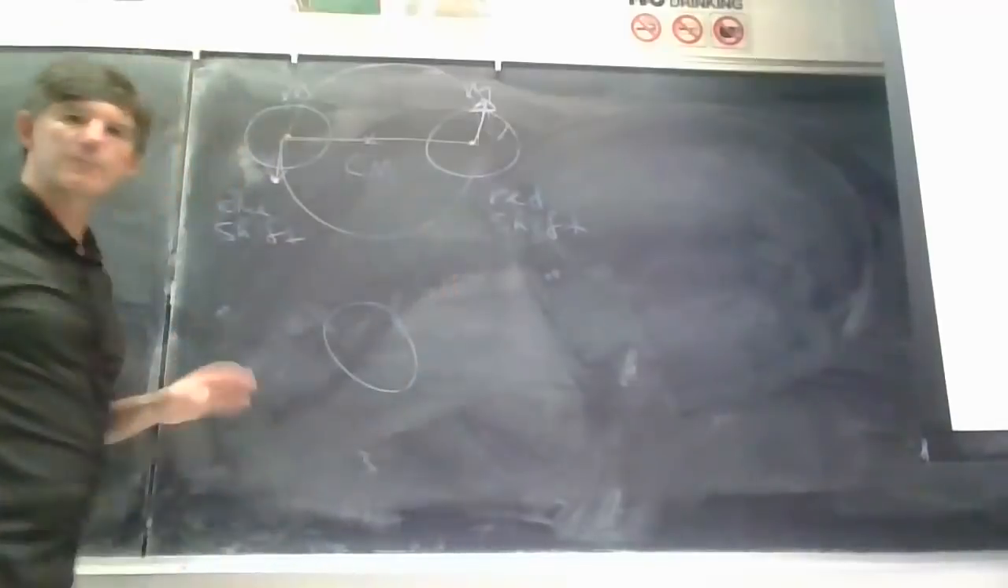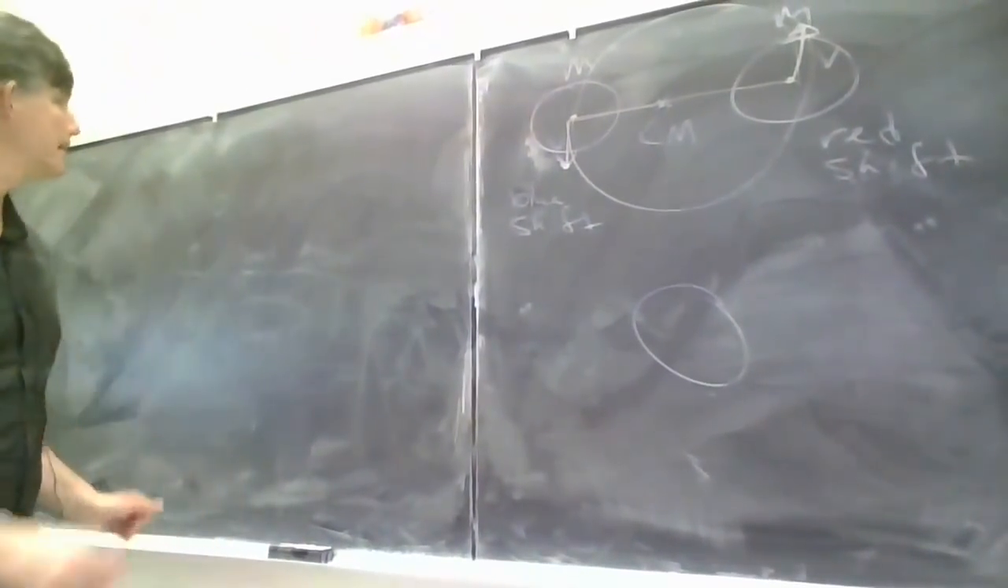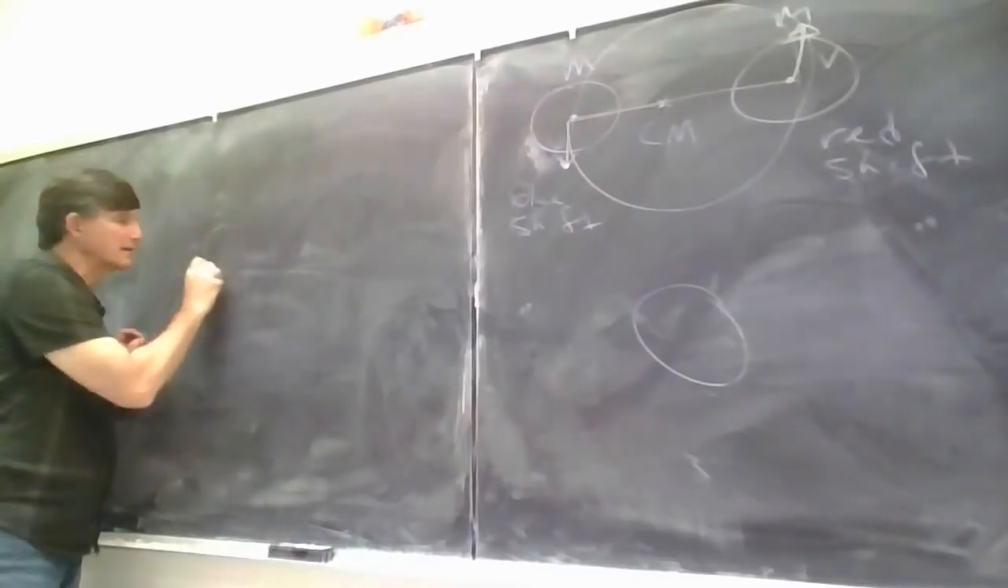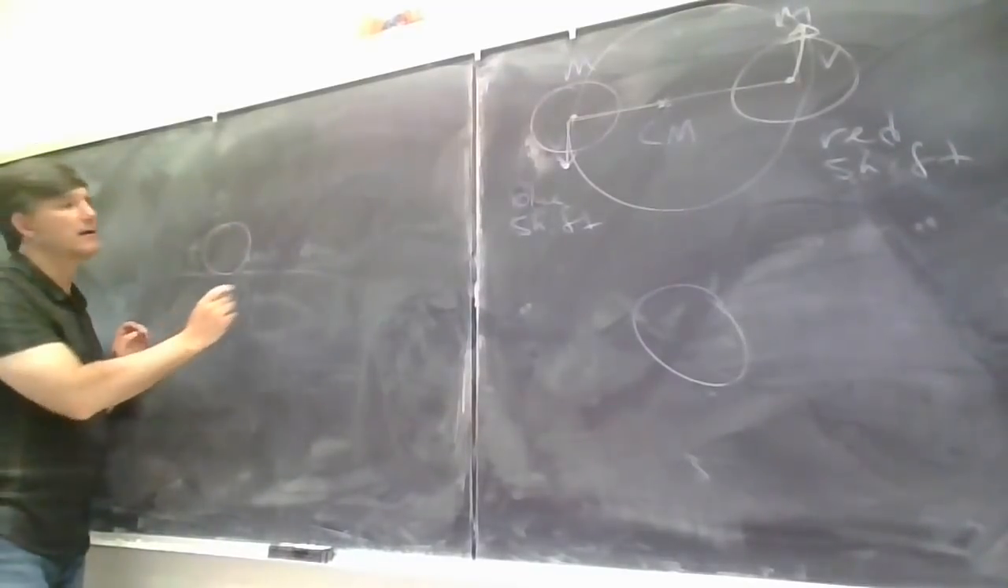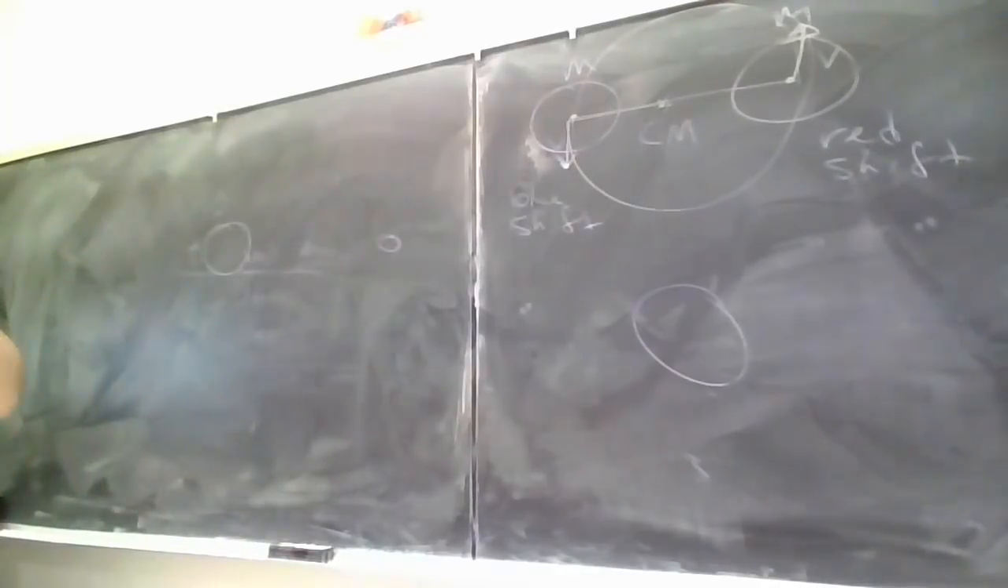Now, the more interesting problem, the one that you have to know, is what if the masses are different, right? So it's not a big difference, but a little, let's say this is a star and this is a planet, right? What happens as a result of having different masses?